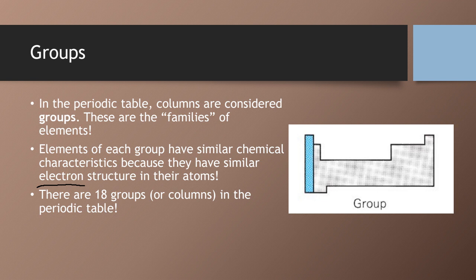Now, there are 18 groups or columns in the periodic table. Your textbook may reference 8 instead of 18. There are 18 total columns in the periodic table, so just be careful with questions like that from your textbook.